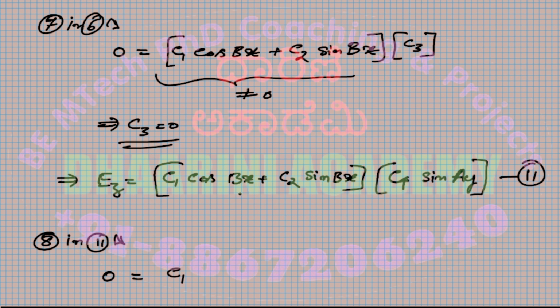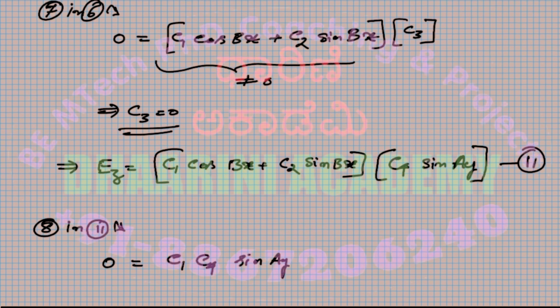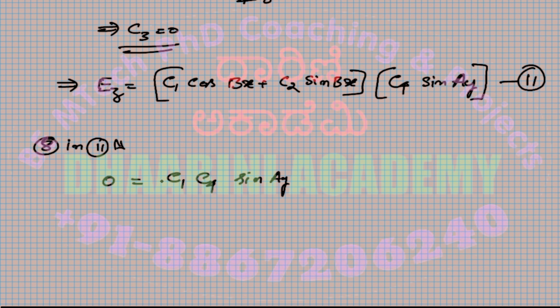C1 cos 0. Yes, perfect. C4 sin ay, right? So y will vary from 0 to b, and this will not be equal to 0 because sin ay means that it will not be 0, right? Because as it varies from 0 to b, it's not 0. This implies that this part is not equal to 0. That implies I'll get C1 equal to 0. C1 has to be 0. Okay, we'll update further.